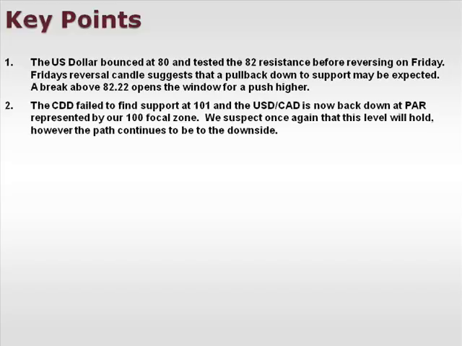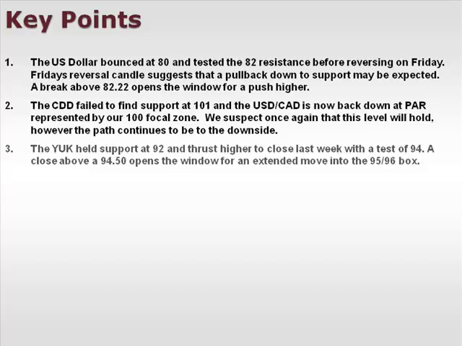The CDD failed to find support at 101, and the U.S. dollar versus Canadian dollar is now back down at par, represented by our 100 focal zone. We suspect once again that this level will hold. However, the path of least resistance continues to be to the downside for the U.S. dollar against the Canadian. The YUK held support at 92 and thrust higher to close last week with a test of 94. A close above 94.5 opens the window for an extended move higher into the 95-96 box.